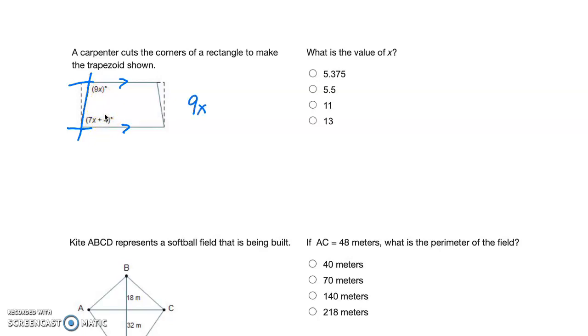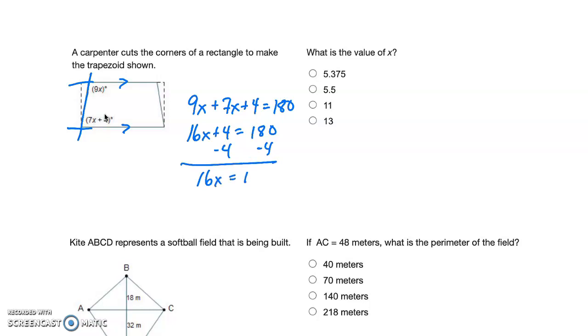So we take 9x plus 7x plus 4 is equal to 180. So we have 16x plus 4 equals 180. Subtract 4 from both sides, so 16x equals 176. Divide by 16 and we get x is equal to 11.